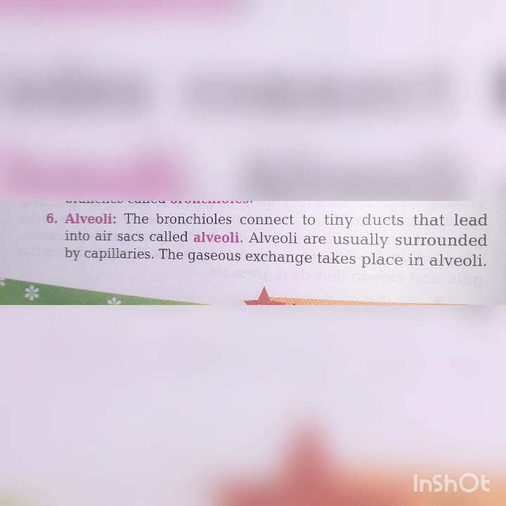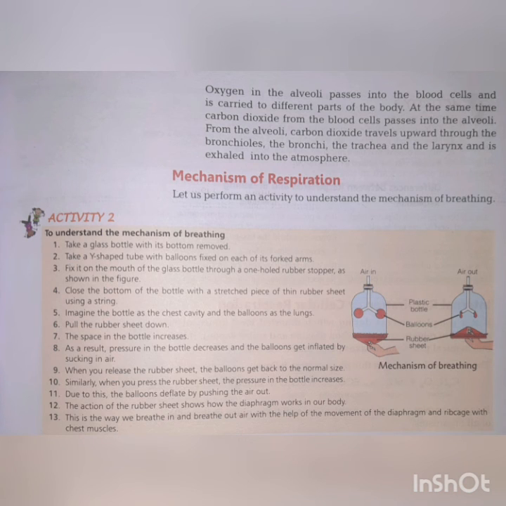Alveoli are usually surrounded by capillaries. The gaseous exchange takes place in alveoli, that is, the inhalation of oxygen and the exhalation of CO2 take place in alveoli. Oxygen in the alveoli passes into blood cells and is carried into different parts of the body. At the same time, carbon dioxide from the blood cells passes into the alveoli.